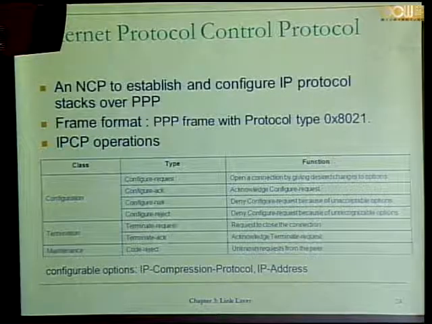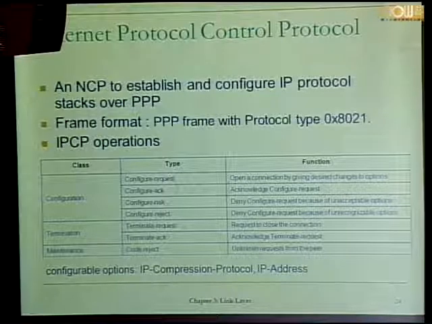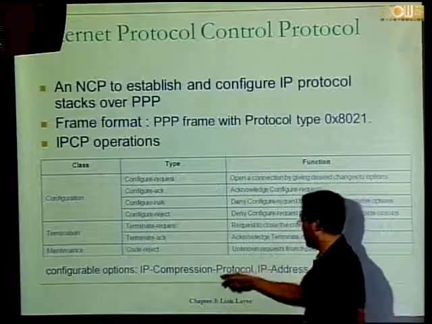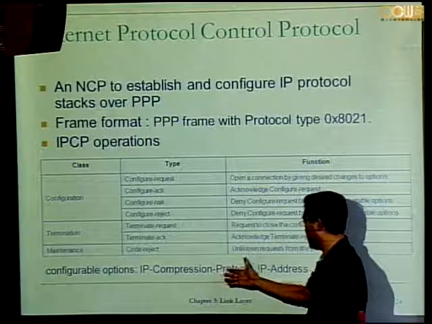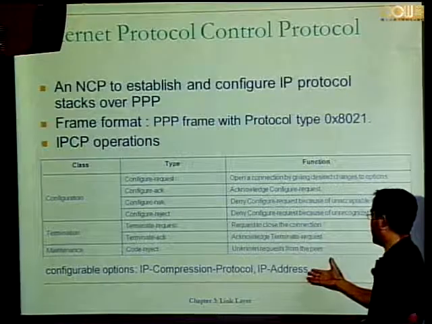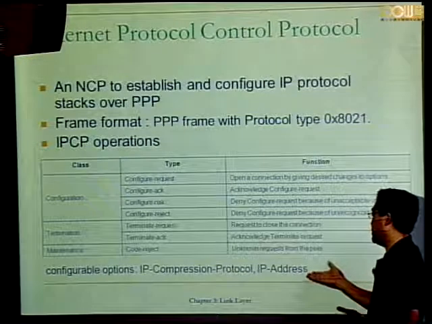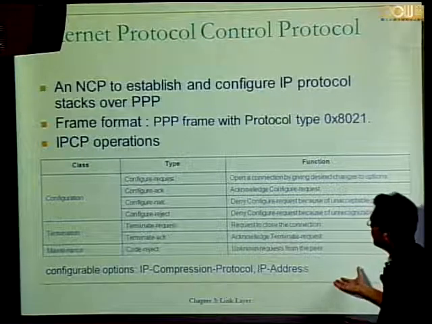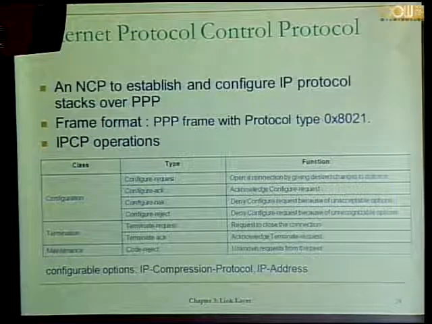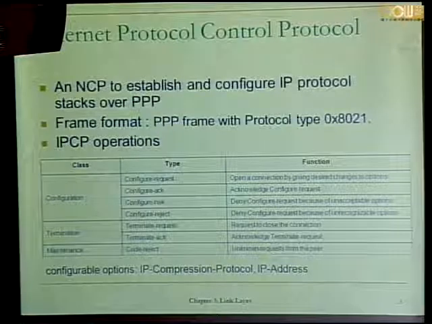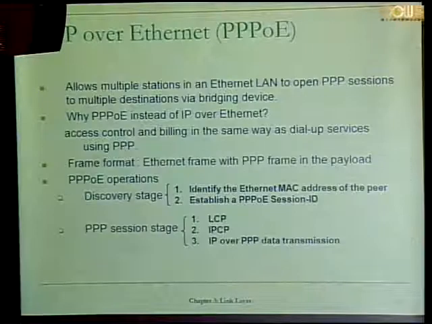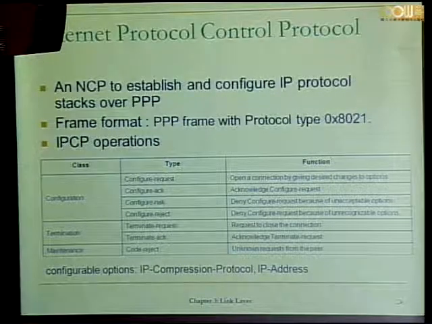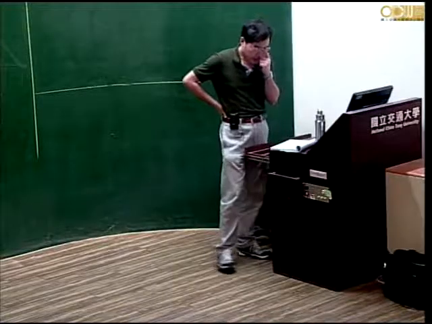And NCP, one of the NCPs, which is IPCP, also negotiates the network level parameters. Basically, it would say compression if needed, and then the basic IP address. So the client needs to get the IP address through IPCP. Once this is done, then the data frame can proceed.